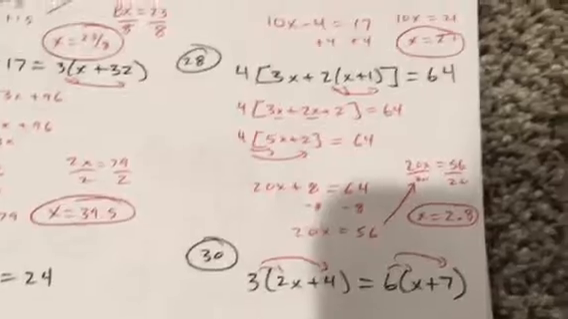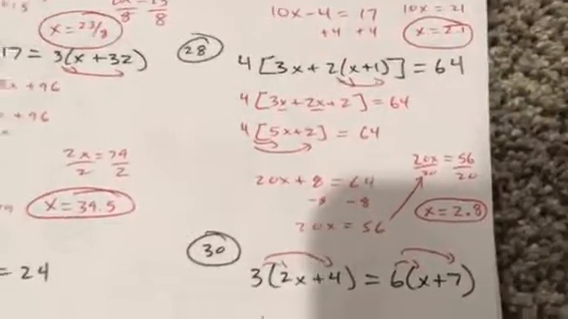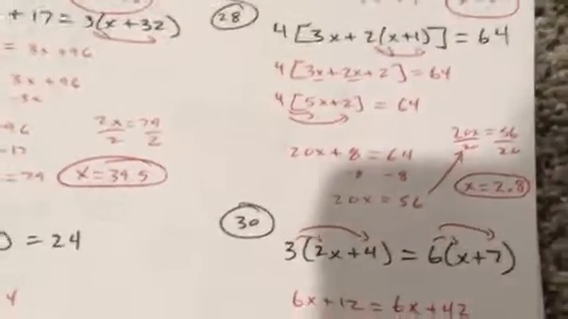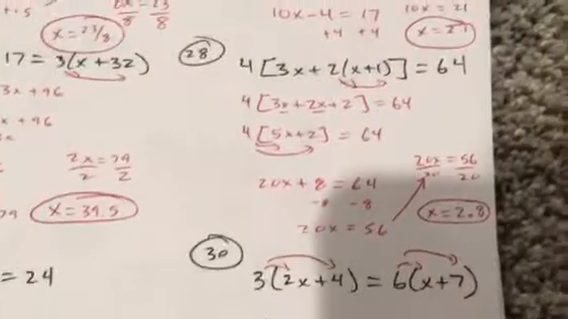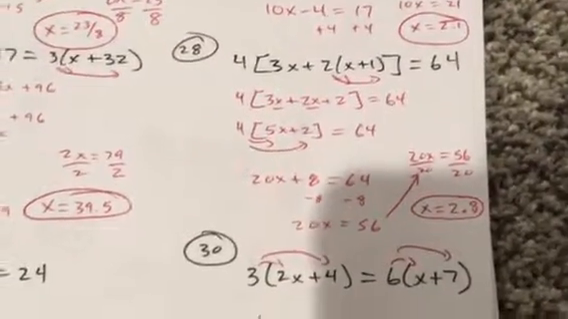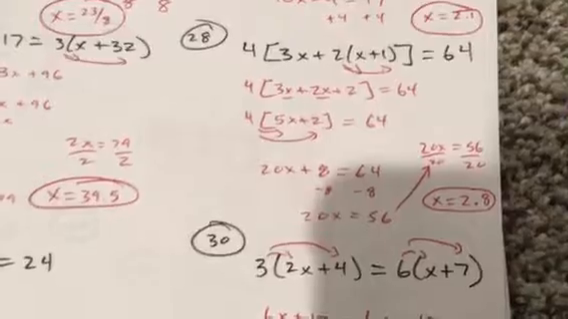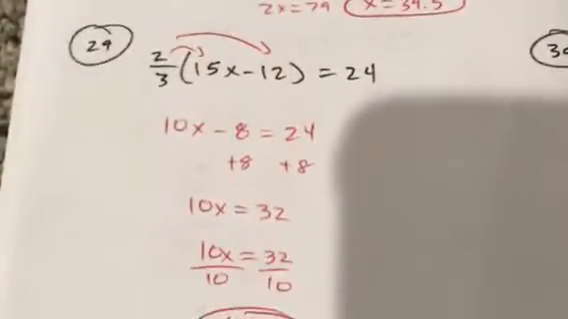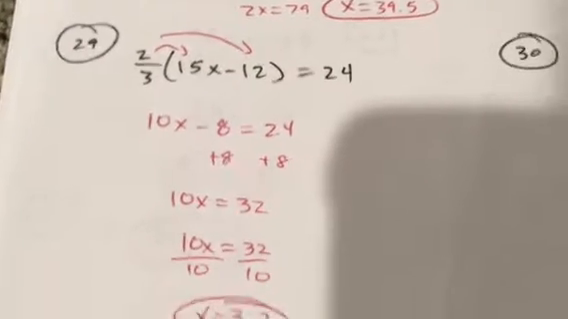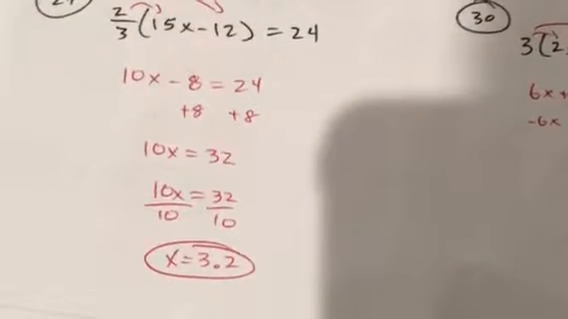All right, you're going to distribute the 2 to the x and the 1. You get 2x plus 2. So you're going to get 3x plus 2 that you add together. Distribute. You get 20x plus 8. 20x is 56. X is 2.8. 2/3 of 15 is 10. 2/3 of 12 is 8. Add 8 to both sides. Divided by 10. There's your answer.